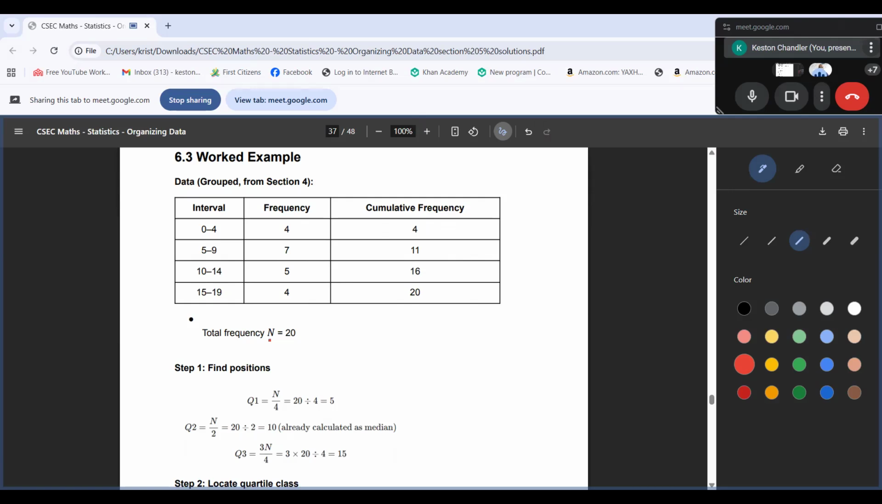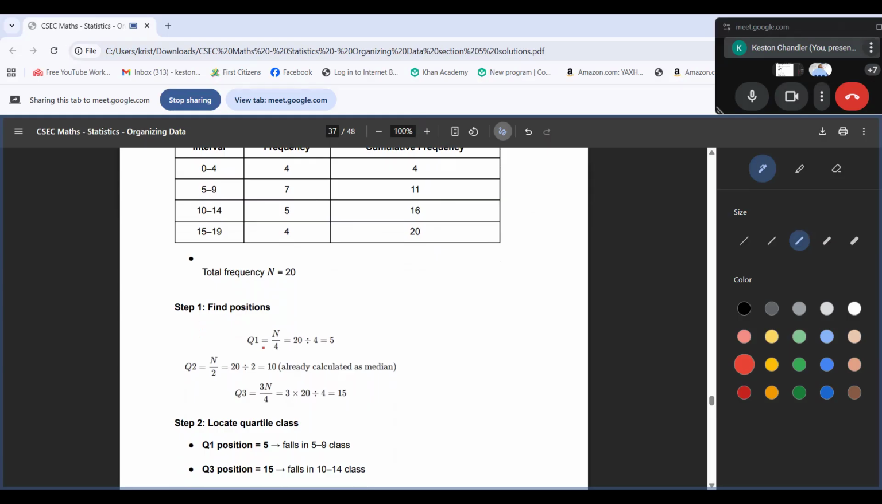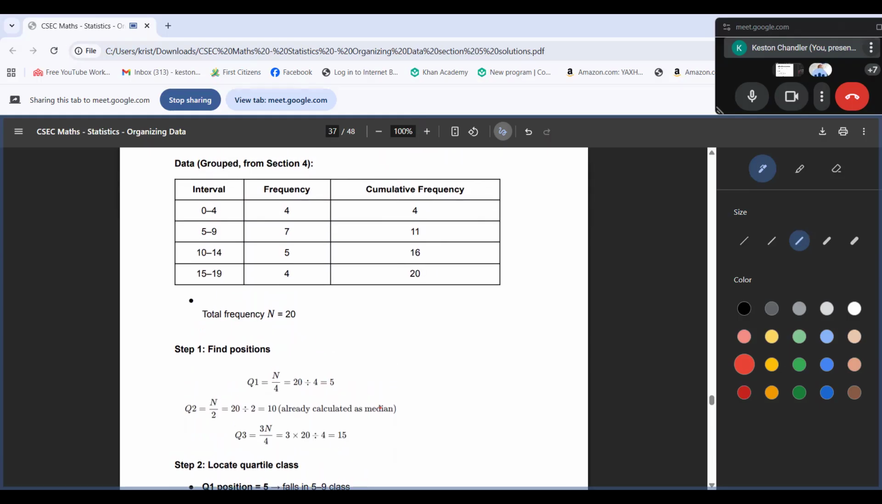Now, let's say we want to find our Q1 value. The first thing we do is find the position. This is not the actual value, but rather the position. So we take our total frequency and divide it by 4. 20 divided by 4 is 5. That gives us the position of where my Q1 value will be, right? So my Q1 position is in the 5th position, or 5th spot.